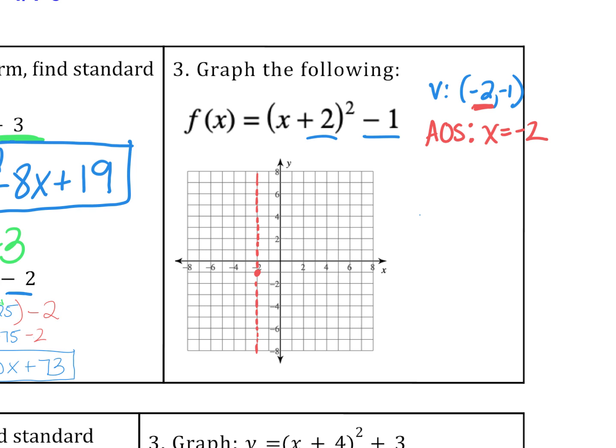Okay, so if you notice, there is an a value. What's the a value here? 1. So that means it's positive and it's going to open up, right?